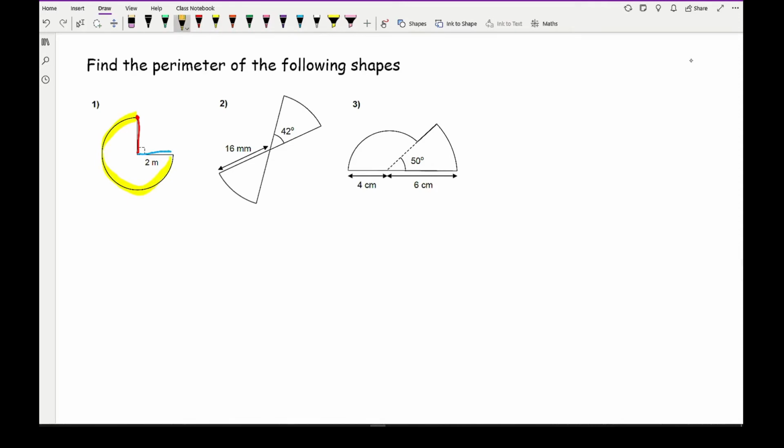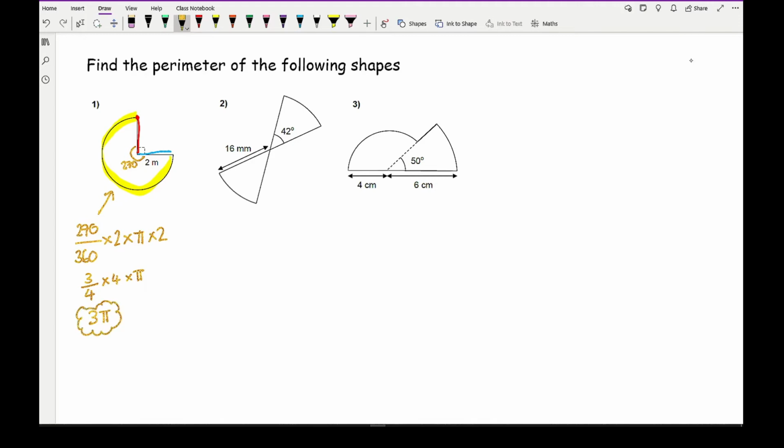So first things first, if I deal with the arc first, this angle here is going to be 270. So it's going to be 270 over 360 multiplied by 2 times pi times the radius, which in this case is 2. So from this, we've got 3/4 times 4 times pi, which gives me 3 pi altogether. So that yellow distance there is represented by 3 pi.